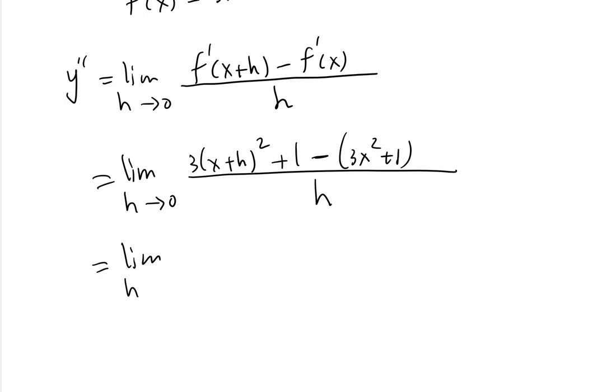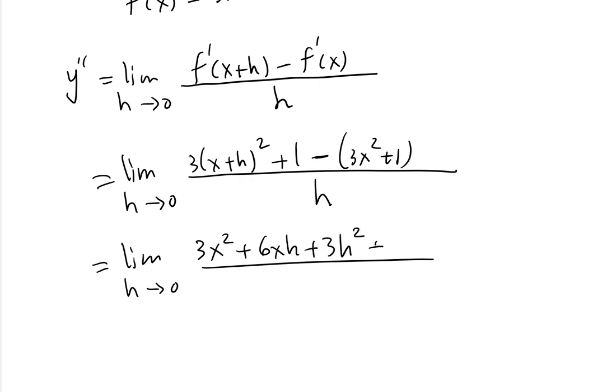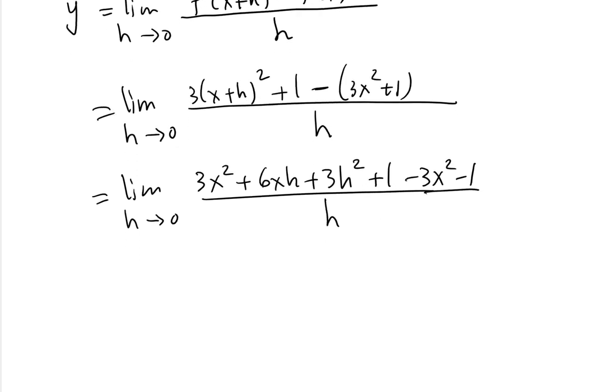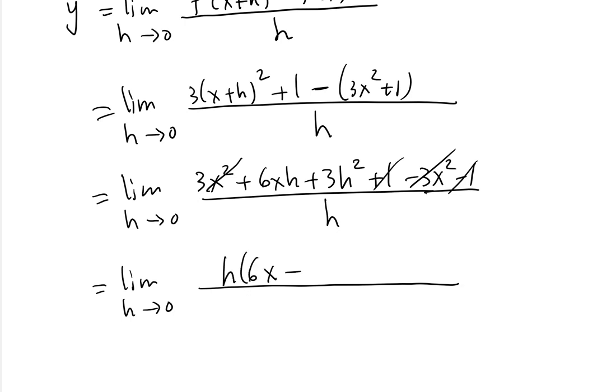Now we try to simplify. On the top we get 3x squared plus 6xh plus 3h squared plus 1 minus 3x squared minus 1 all over h. This cancels this, and the 1 cancels. We can factor an h out, 6x plus 3h all over h. The h cancel each other, and that gives us 6x. That's y double prime. We can do the same thing for y triple prime.